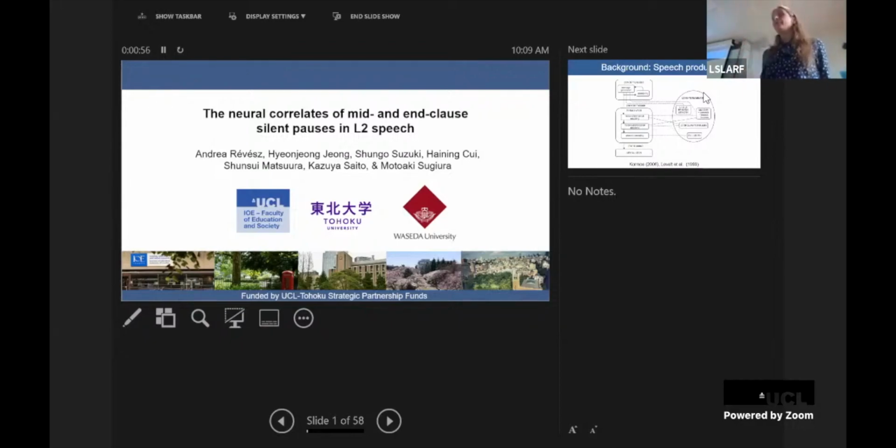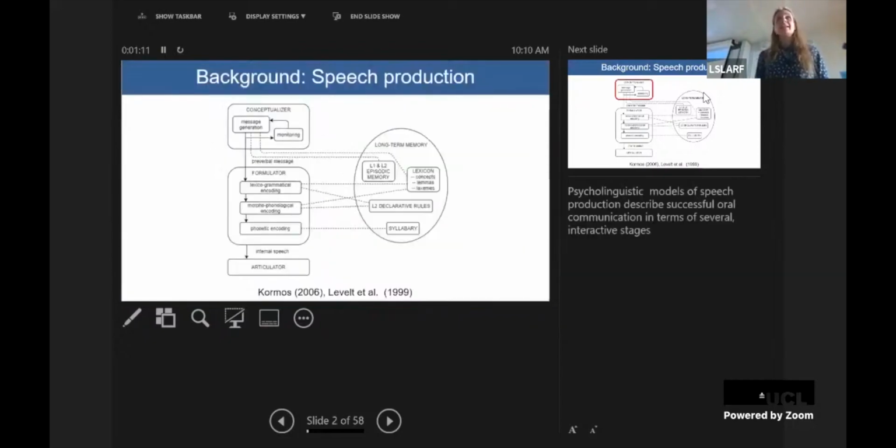So it's a team of neuroscientists and behavior researchers, and maybe I should say at the beginning, I'm more of a second language acquisition researcher, as you've heard. I don't have the neuroscience background that some of my colleagues have. So let me start with a brief background to this study. I'll be talking about the neurocorrelates of mid and end close pauses in L2 speech.